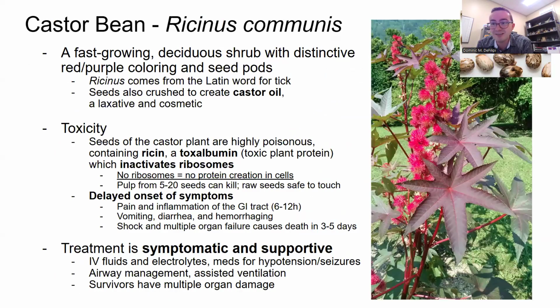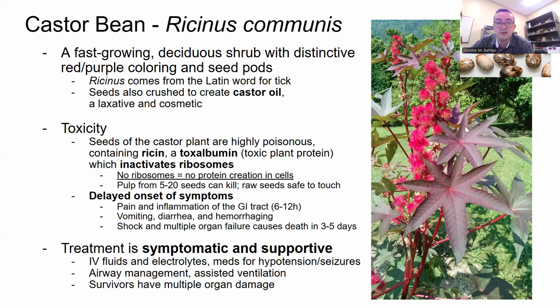Castor bean, or Ricinus communis. I will confess, this is one of the coolest looking plants that I have ever had the fortune to grow. I love growing my castor beans. They are fast growing deciduous shrubs with distinctive red and purple coloring with seed pods. Seed pods kind of look like they're straight out of Dr. Seuss. And the Latin name, Ricinus communis, actually comes from the word for tick. Ricinus is the word for tick, and it's because the seeds kind of look like ticks. That's what they were named after.